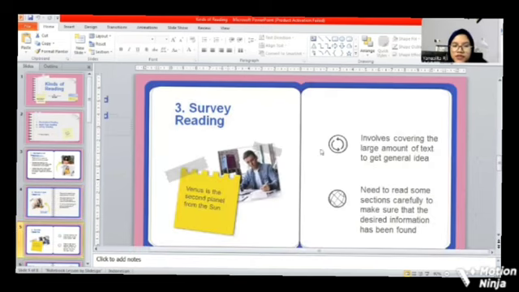And the last one is survey reading. Survey reading involves covering a large amount of text to get a general idea of its content. So in such cases, the person may first skim the material to understand the main point, and the reader may then look for the details that reinforce or illustrate that point. So the reader needs to read some sections carefully to make sure that the desired information has been found.